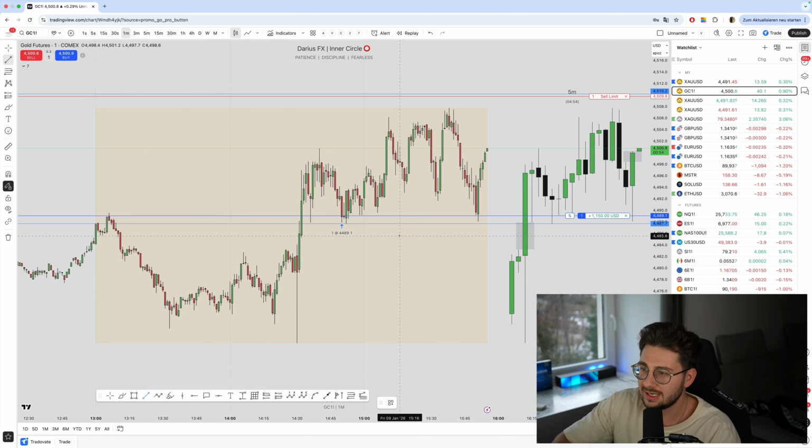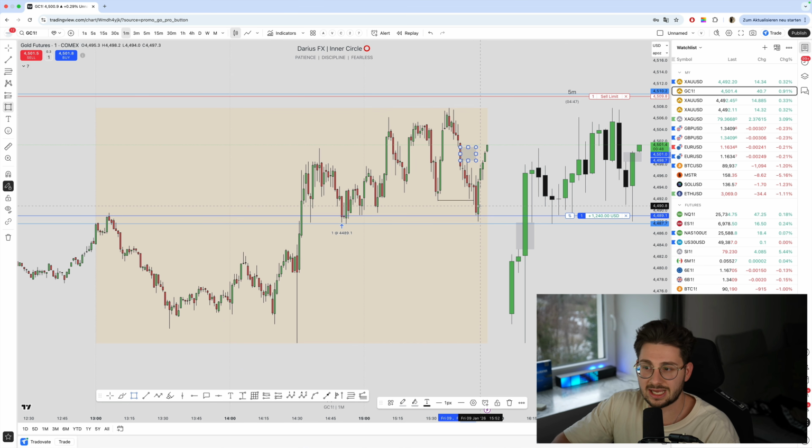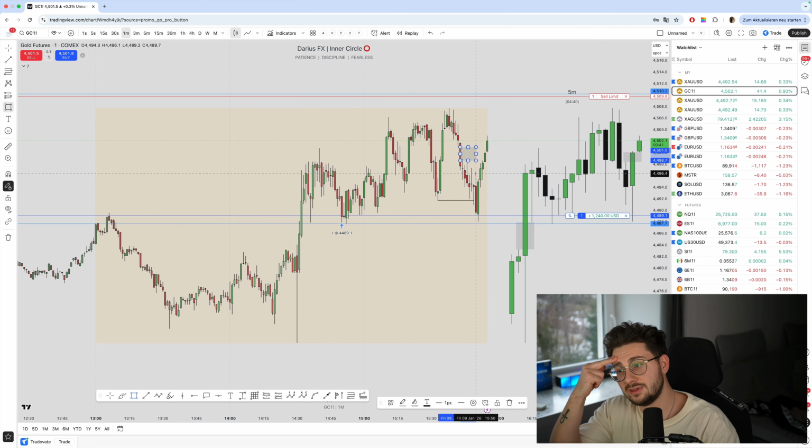What is this? Isn't this a break in structure? Isn't this a bearish fair value gap? Isn't this a reversal? I just want to know. Because right now, me personally, I would have seen this as a sweep on liquidity, and I would have seen it as a potential entry.